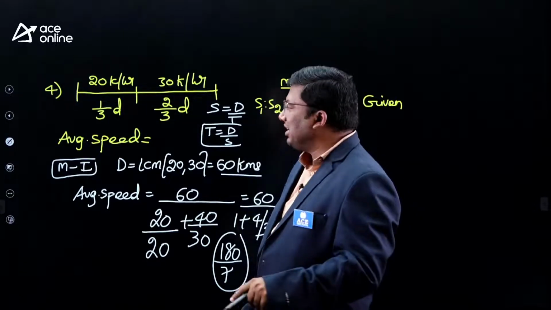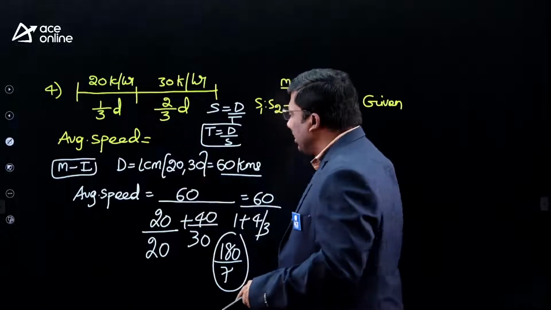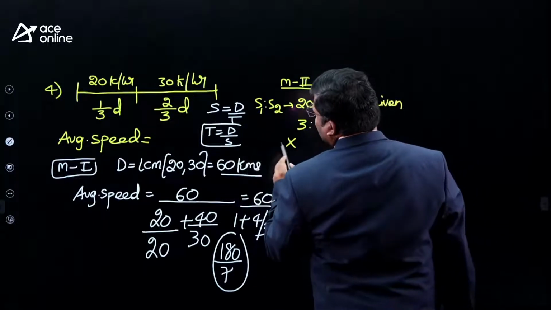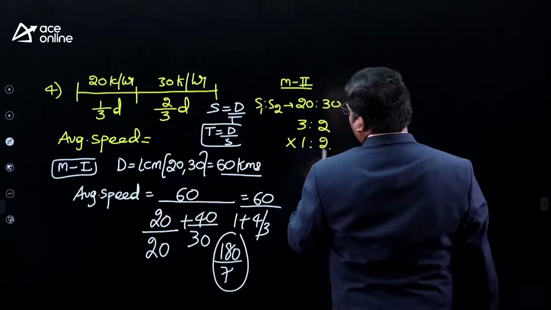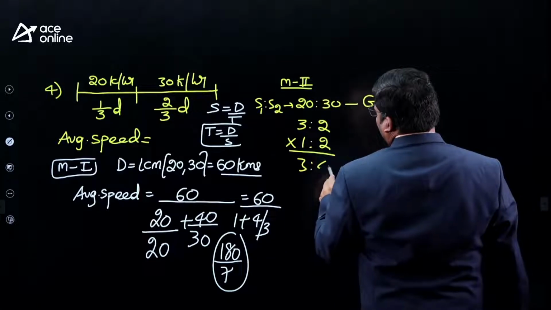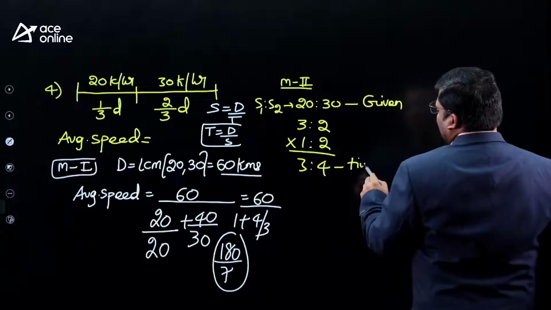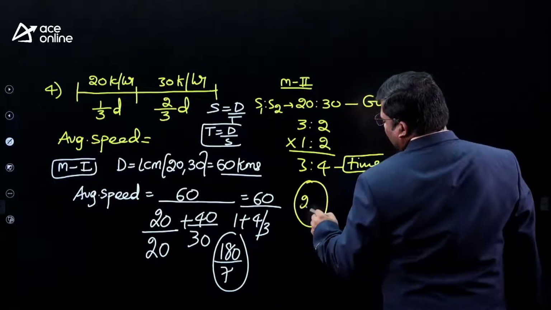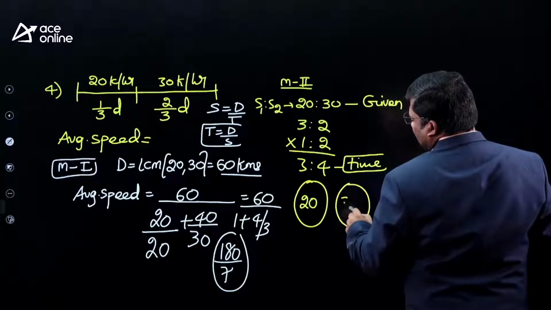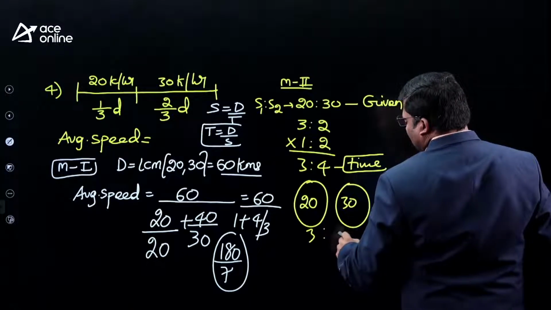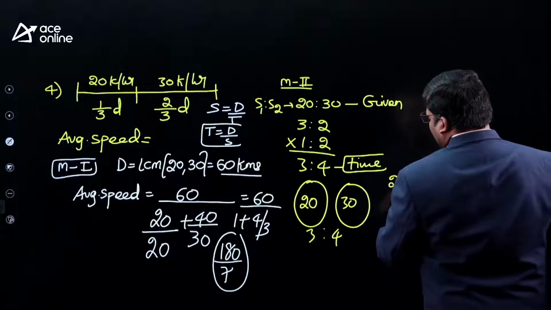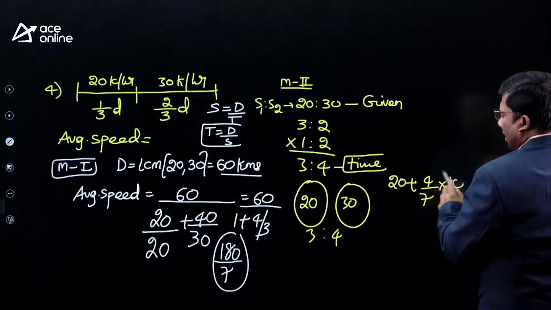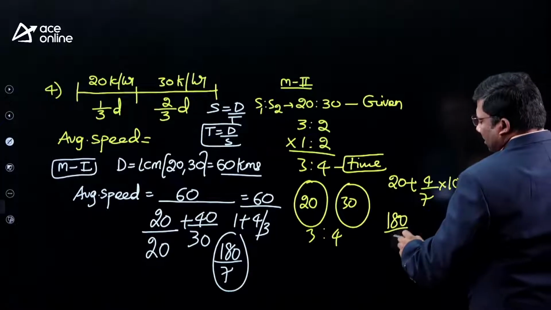If the distance is the same, but the distance is not the same. Multiply with the distance ratio. 3 cancel, d cancel, 1:2. So 3:4 will be the time period ratio. While going 20, then 30, it is in the ratio 3:4. So this will be 20 plus 4 by 7 into 10. Answer is 180 by 7.